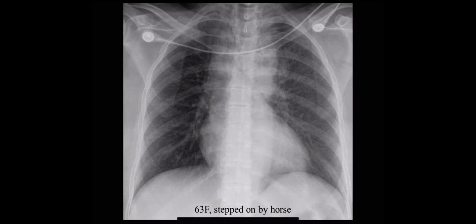This is the same 63-year-old woman we discussed earlier, stepped on by a horse. We see subcutaneous gas, we see pneumomediastinum. On the CT scan, we see the pneumomediastinum as well as this focal defect and extraluminal gas posteriorly in the trachea, and this was discovered to be a tracheal tear.